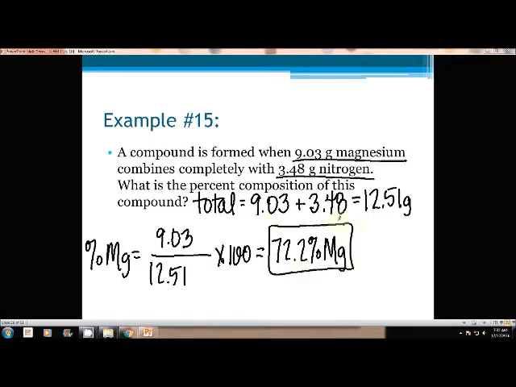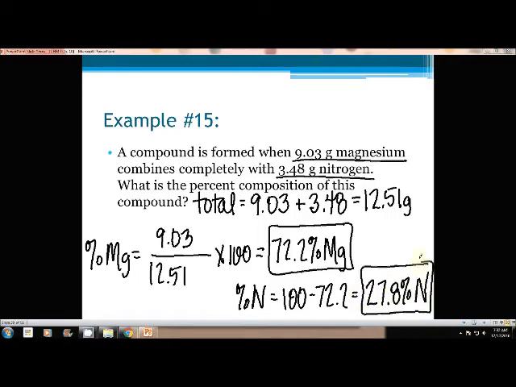So that's one of our answers. And then we need to also find nitrogen. You could plug into the equation if you wanted to, or since they add to 100, we can just subtract from 100 the 72.2 that we solved for. So then the percent of nitrogen is going to be 27.8%. So that is pretty easy, right?